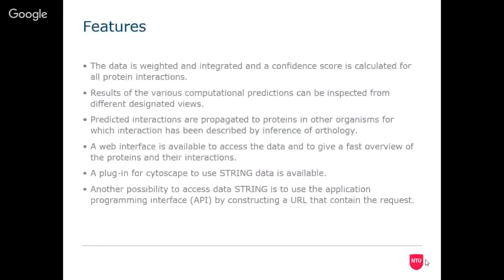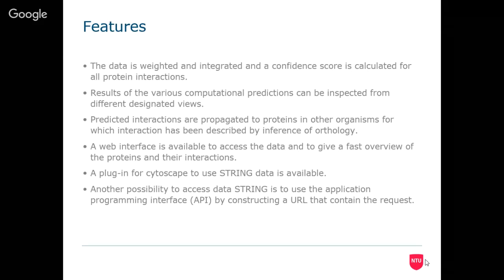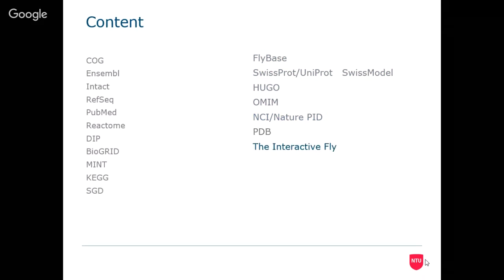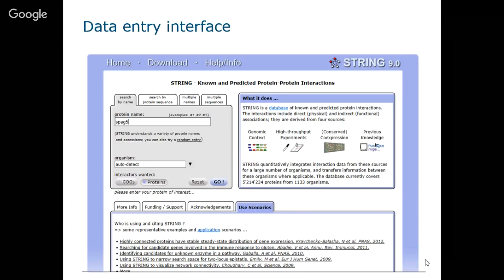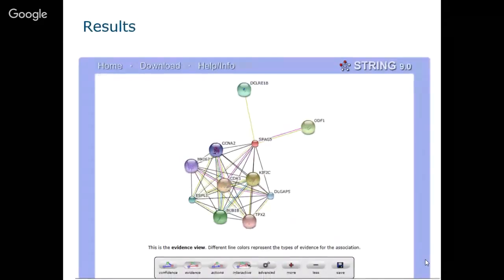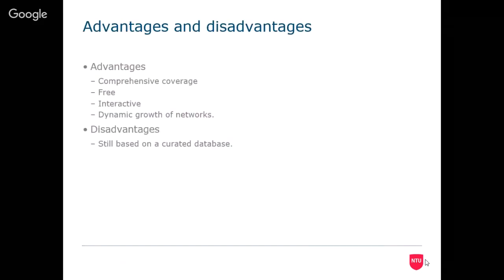These are the content components of STRING. This is the old data entry. You can see it's come up with a number of hits here for our strategies, and you can see here the interactions that are arriving. The advantages are it's comprehensive, it's free, it's interactive, you can dynamically grow networks. It's still based on a curated database though, so it's still piecing bits of information together. It's not a holistic analysis.